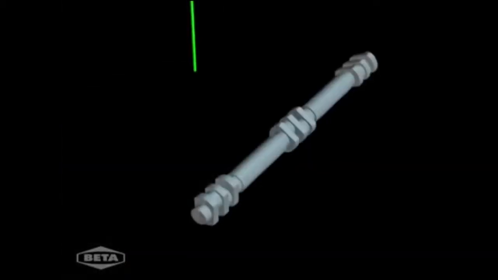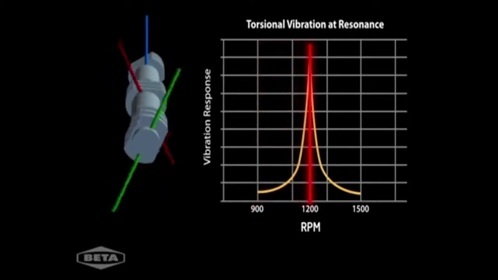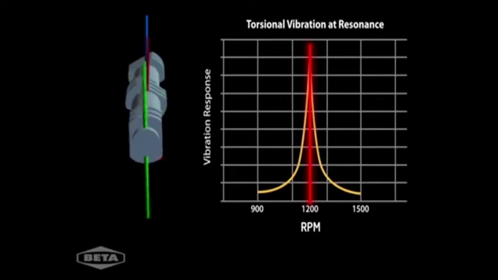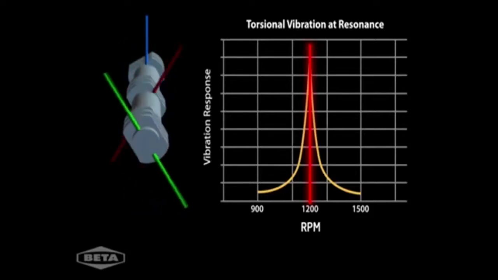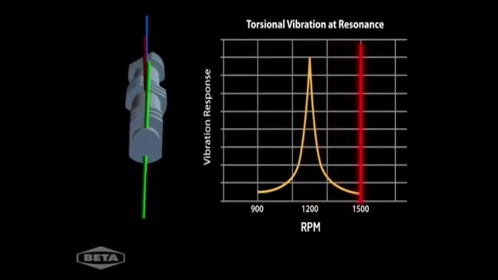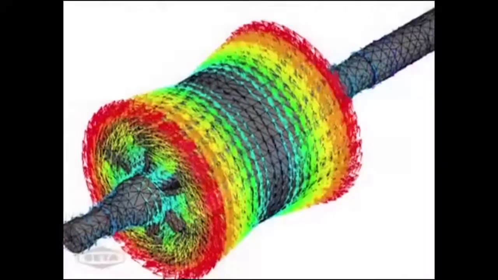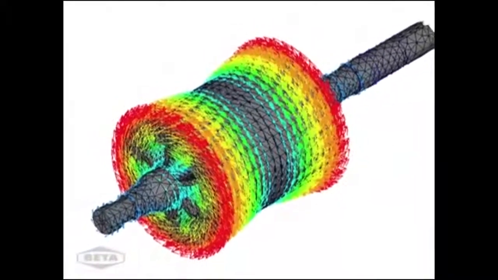This is analogous to the mechanical natural frequency described in Module 1. Torsional vibration can occur, especially if the system is resonant. In this example, the vibrations are low at 900 RPM. As the speed increases, the system becomes resonant at 1200 RPM when the speed is at the TNF. At resonance, the vibration response is greatly amplified. Above the resonant frequency, vibration response is significantly reduced.